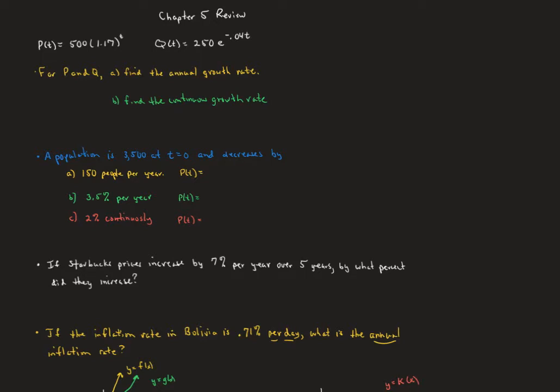So let's see, I'm going to say for P, the annual growth rate, that one is just the 1 plus r is equal to 1.17. So that's going to be 17%.